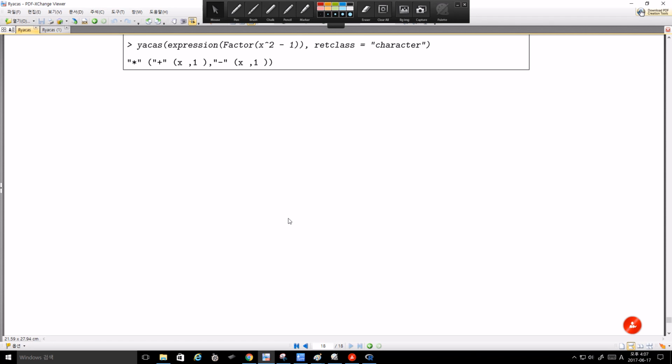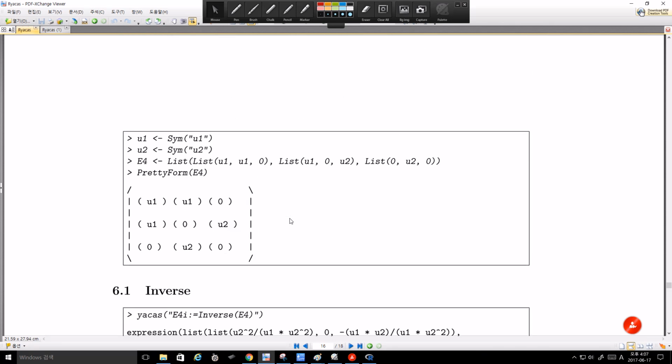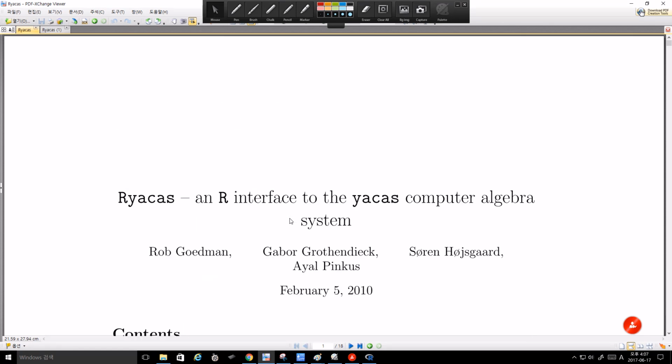I think this is all for our Ryacas, and I hope this is a very convenient tool. So I hope you enjoyed this session for Ryacas, an R interface to the yacas computer algebra system. Thank you.